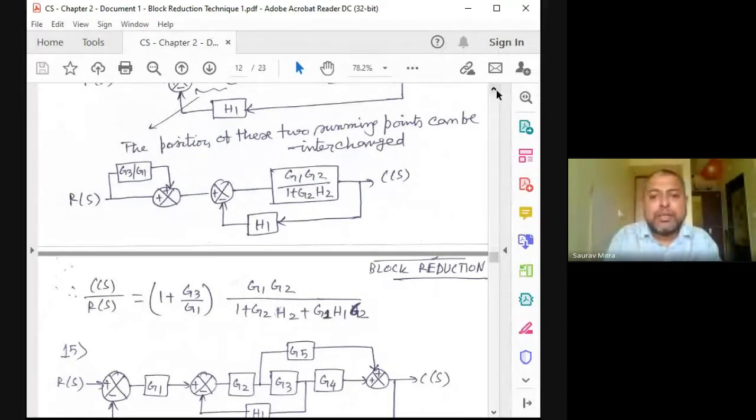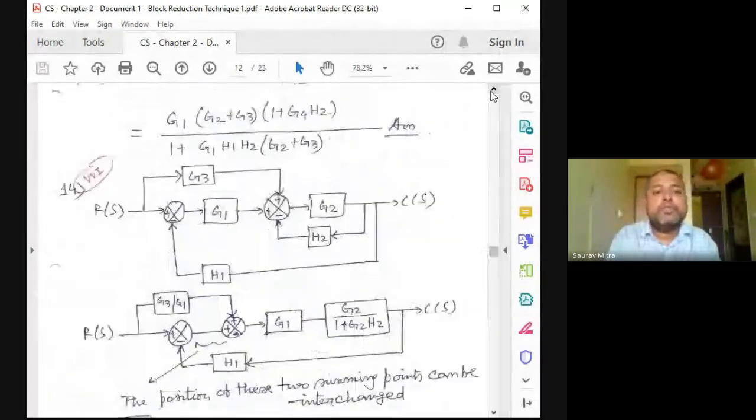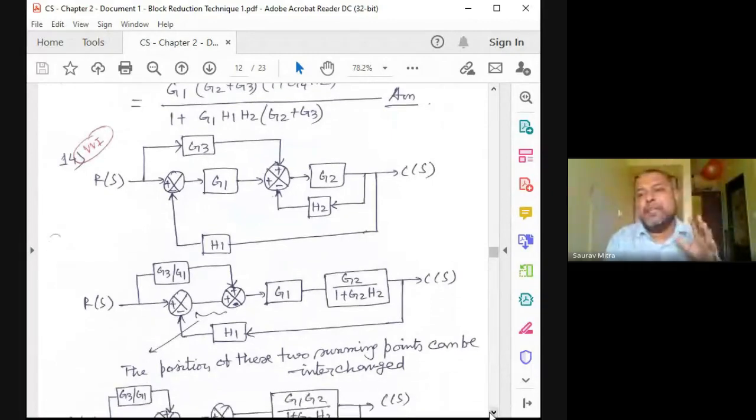The circuit becomes very simple, but for that you have to do these steps. What is the first step? First step is solve G2H2. Second step, substitute, or take G1 after the summing point. Third step is swap SP1 and SP2. So these are the 3 steps. If you do these 3 parts, it's easy.